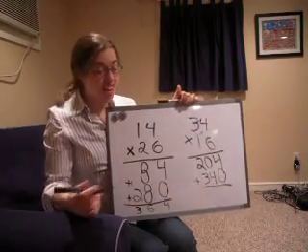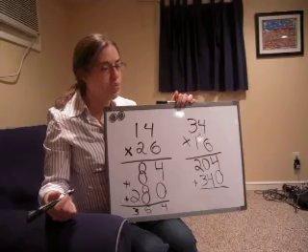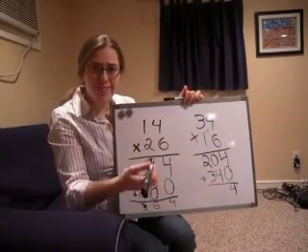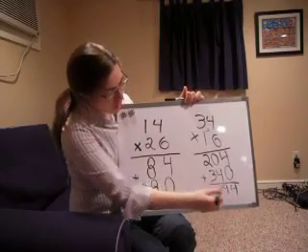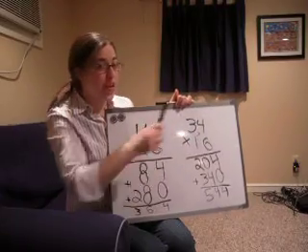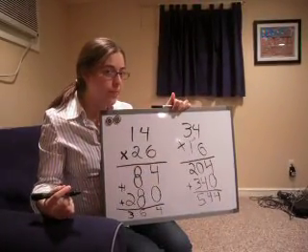But we're not done yet. Right now we have 2 partial products, and in order to get that whole product, we're going to need to add them together. 4 plus 0 is 4. 4 plus 0 again, still 4. 2 plus 3 is 5. So 34 times 16 is 544.